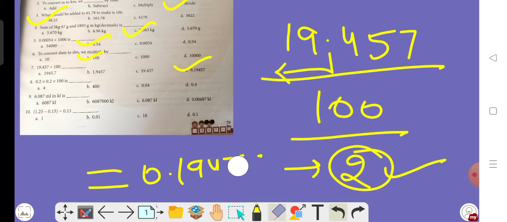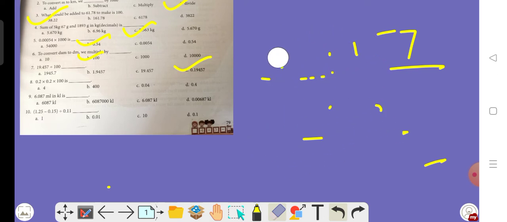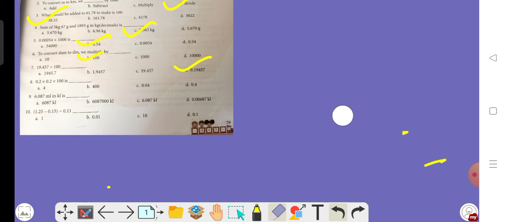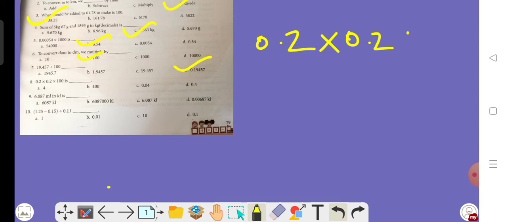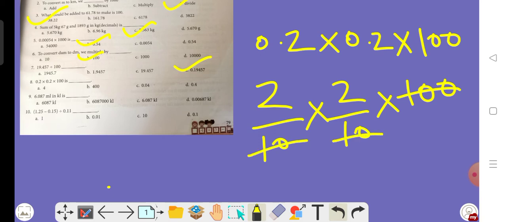Again look at question number 8. 0.2 multiplied by 0.2 multiplied by 100. As you know, in case of multiplication of decimal numbers, firstly we have to remove the decimal sign. This is equal to 2 by 10 multiplied by 2 by 10 multiplied by 100. 100 must be cancelled by these two 10s. Okay, so 10 and 10 will become 10. Again 10 and 10 is cancelled and the final result is 2 multiplied by 2 and that is 4, and that is your option number A beta.